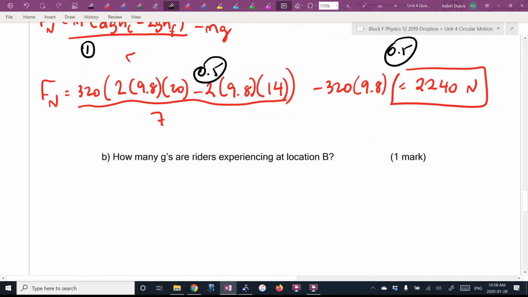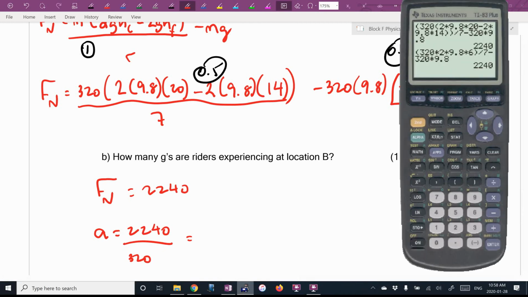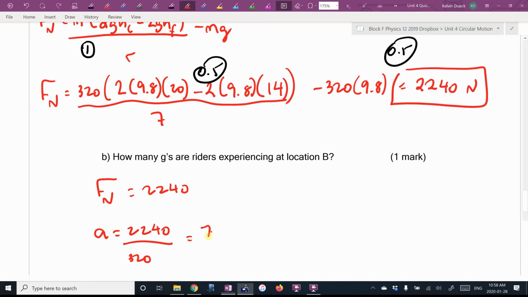The real question then for B, for 1 mark, how many G's are they experiencing? Well, we know this. The normal force is 2,240. So the first thing I'm going to do is figure out the acceleration. That's going to be 2,240 divided by 320. They're accelerating at exactly 7 meters per second squared.